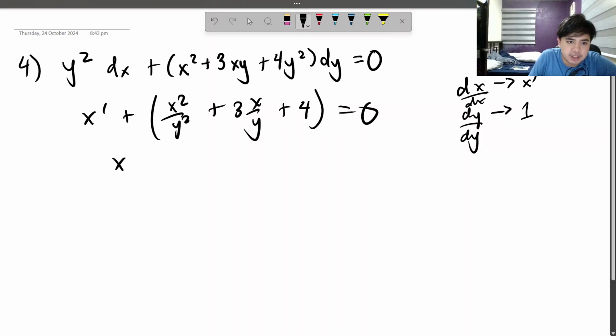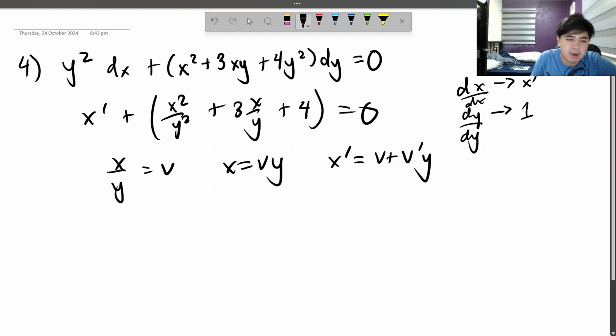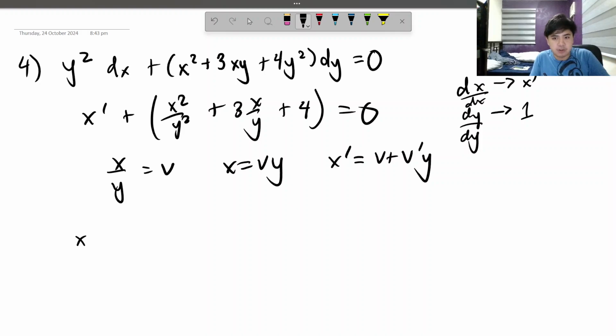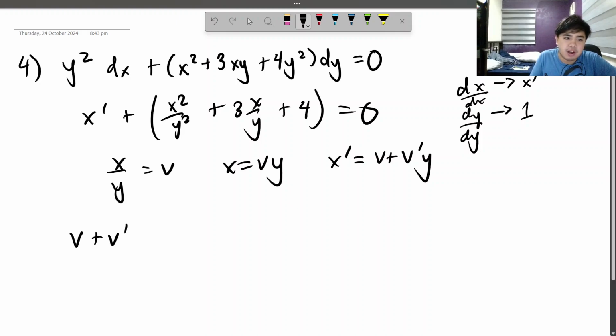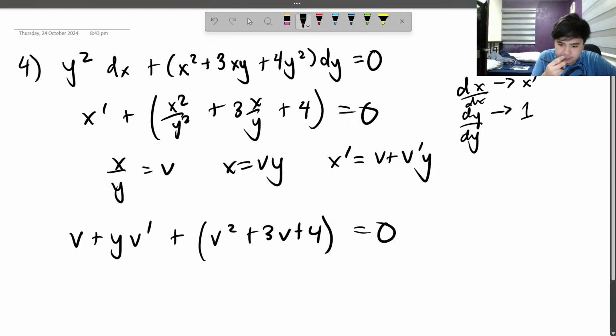So x over y is v. x is vy, and x prime is v plus, let me remember that, yes, v prime y. Or y v prime, whatever you want. And there you go. So x prime should be v plus y v prime. Or let's just put y v prime. Why not? Plus v squared plus 3v plus 4 equals 0.